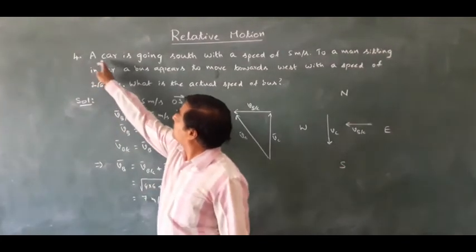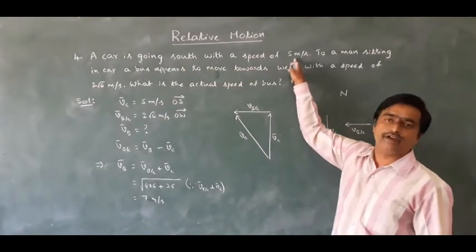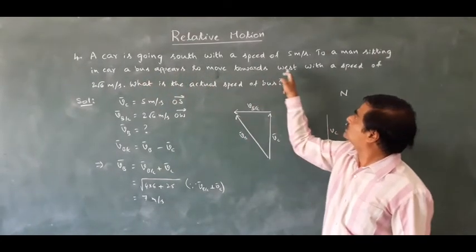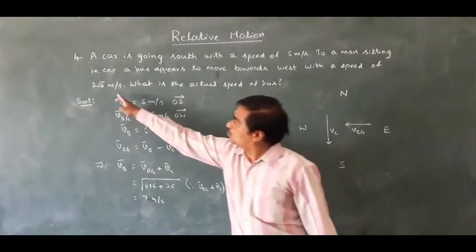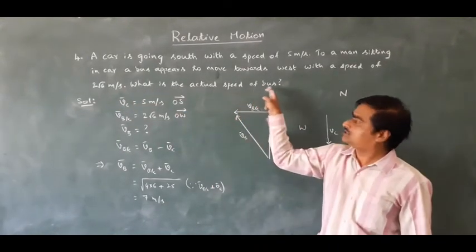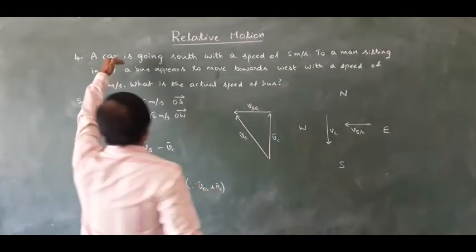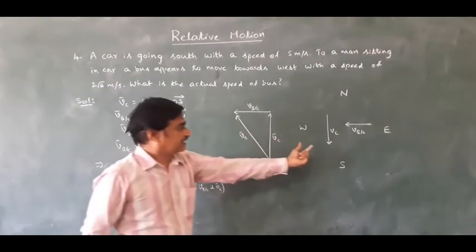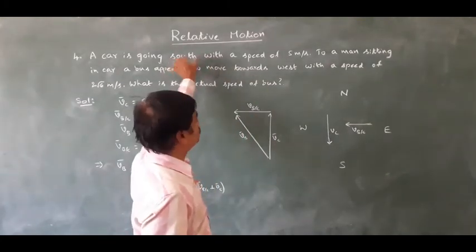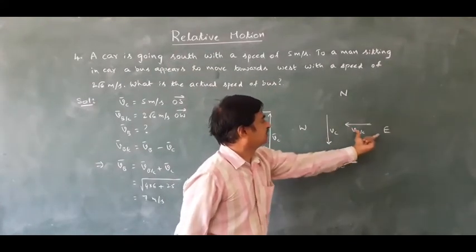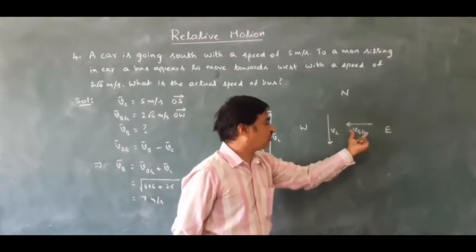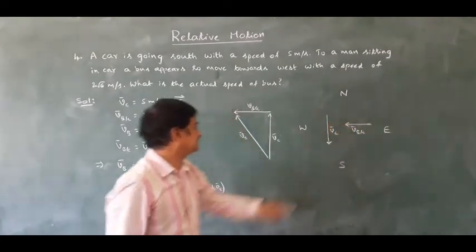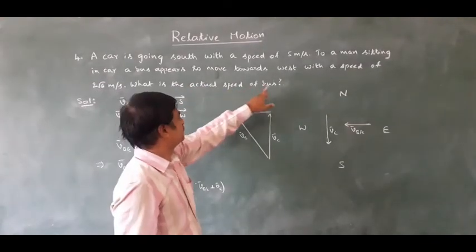Next problem is, a car is going south with a speed of 5 meters per second. To a man sitting in the car, a bus appears to move towards west with a speed of 2.6 meter per second. What is the actual speed of the bus? That is, a man sitting in a car is seeing a bus like this. A car is going like this, south. To a man sitting in this one, it is appearing. That is, the relative velocity of B with respect to this person or car is like this. We have to find what is the actual speed of the bus.